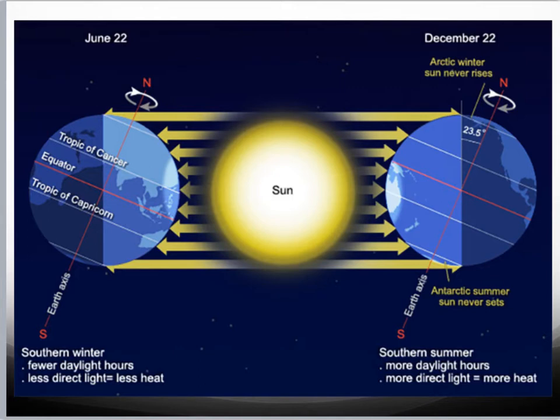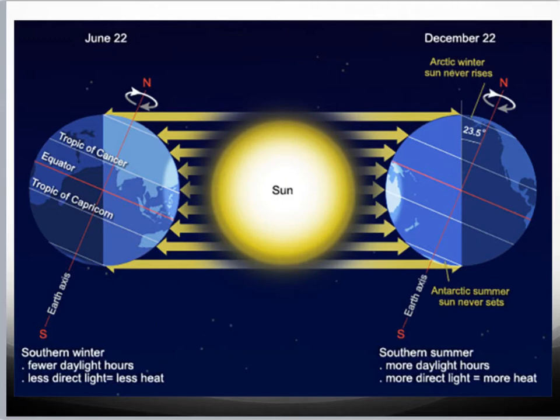Okay, another thing to look at is again the tilt of that axis, which is important. Notice how the tilt here is the same orientation as over here. The tilt does not change, but the Earth revolves around the sun.